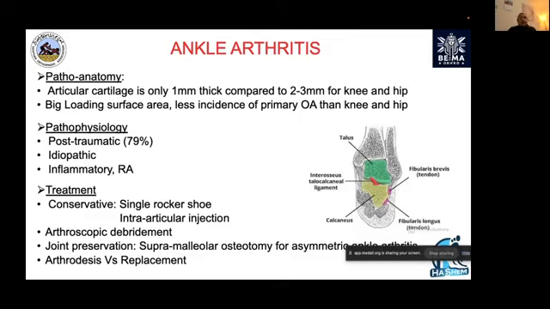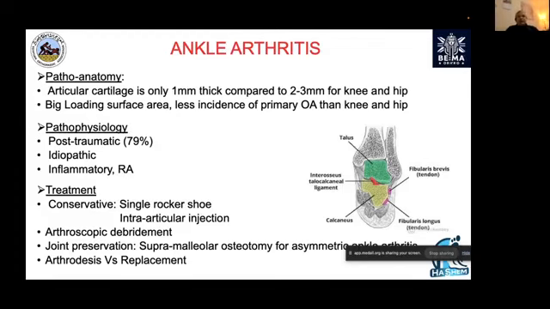So if you come to pathophysiology, as you see, 80% of ankle arthritis is post-traumatic, and I think you understand now biomechanically why. Idiopathic, which is the primary osteoarthritis, is not that common, and again I explained why. Then the other cause is an inflammatory arthropathy like rheumatoid arthritis. So how will we treat ankle arthritis?